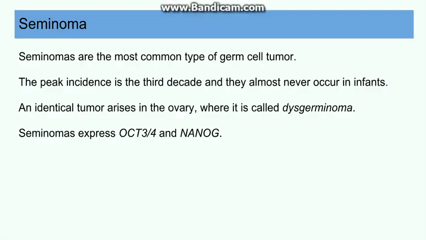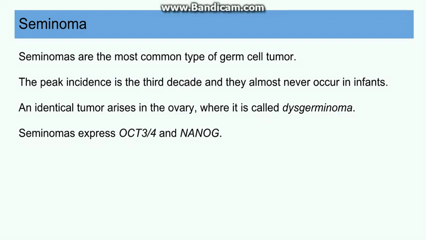Going to seminoma. Seminomas are the most common type of germ cell tumor, and the peak incidence of this tumor is seen in the third decade of life. These tumors almost never occur in infants. An identical tumor is also present in the ovary. It is the counterpart of the seminoma seen in females, which is known as dysgerminoma. Seminomas and dysgerminoma both express OCT3/4 and NANOG gene.